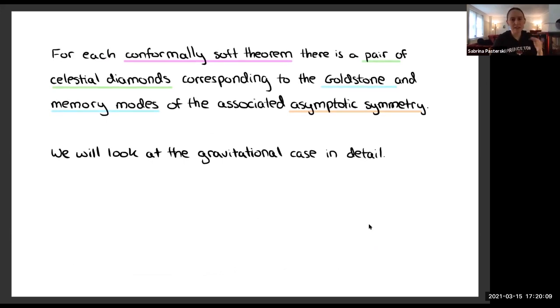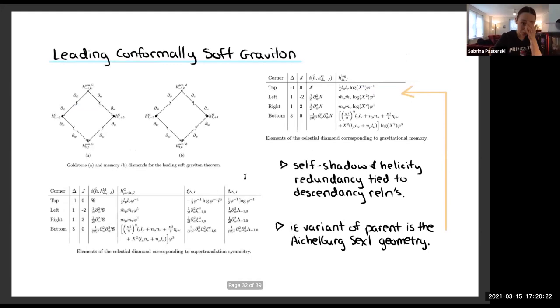So the claim I'm making is that for each conformally soft theorem, there's a pair of celestial diamonds corresponding to the Goldstone and memory analogs of the associated asymptotic symmetry. Now I'm going to talk about the gravitational case in detail. I'm going to have a bunch of figures right now. Okay, so let's spend as much time as we need to unpack this.